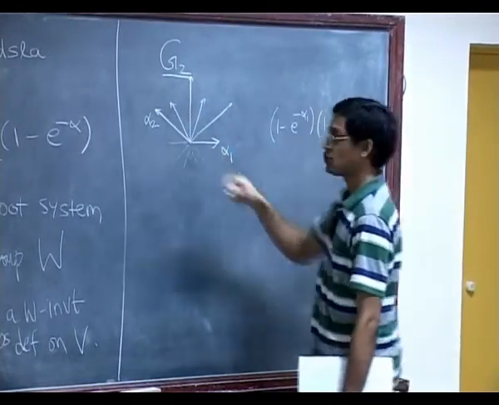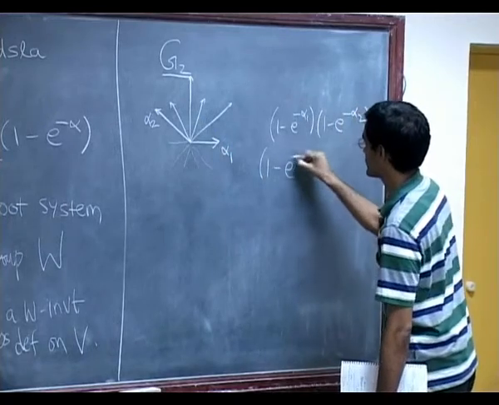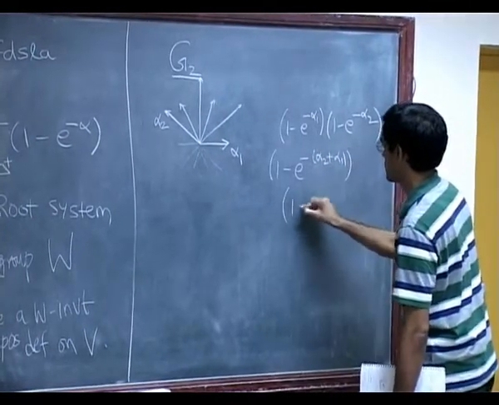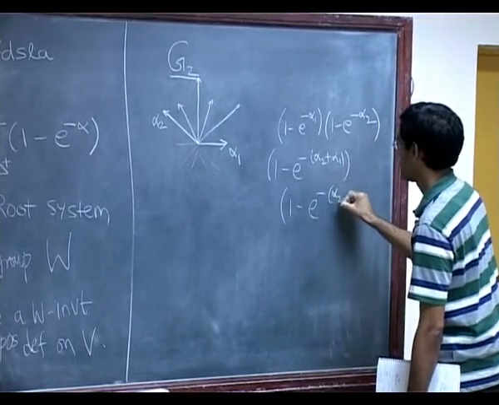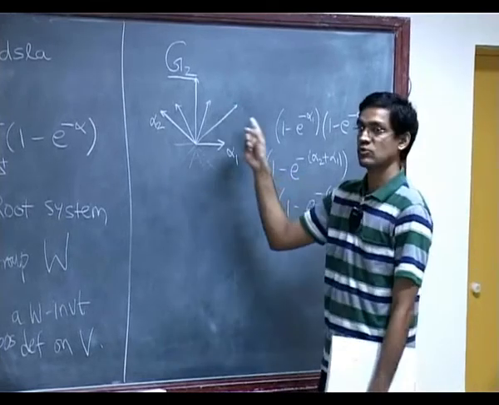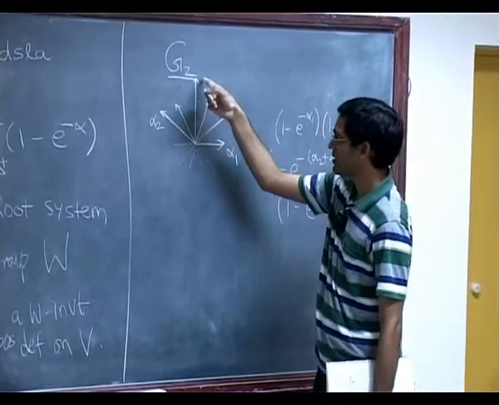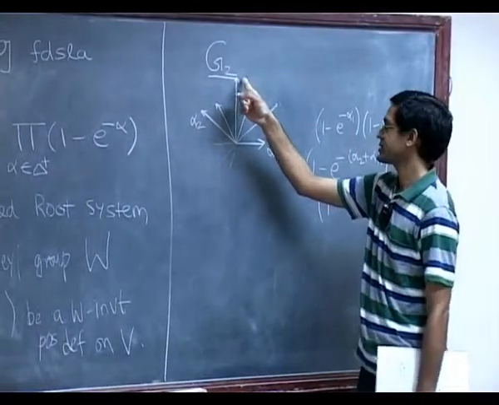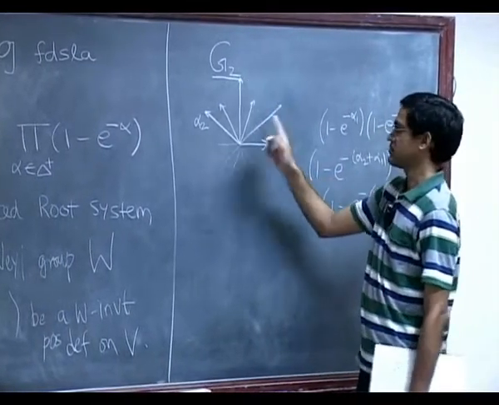This root is alpha 2 plus alpha 1, so there are 6 roots. So it is alpha 2 plus alpha 1, alpha 2 plus 2 alpha 1, that is this one, this is alpha 2 plus 3 alpha 1, that is 2 alpha 2 plus 3 alpha 1, I guess, okay. It's the sum of these two and so on.